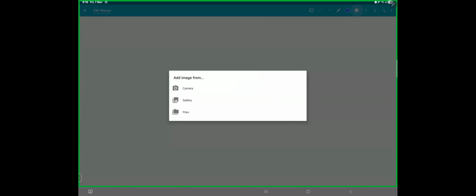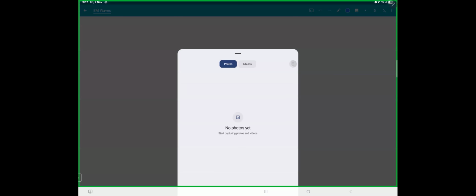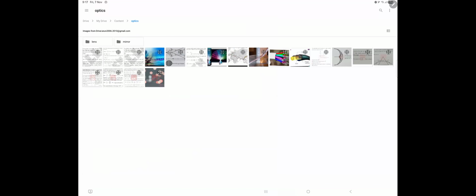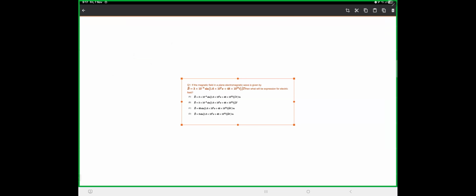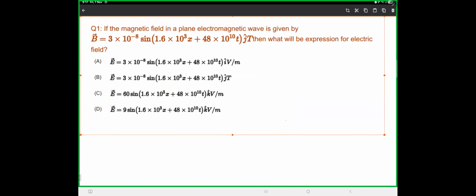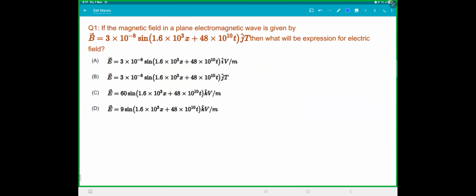I have taken up some PYQs from 2020, 22. I'll send you that also. You can try. These questions are actually from the JEE. Let's try.